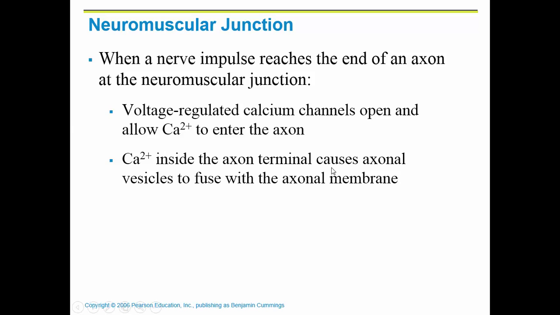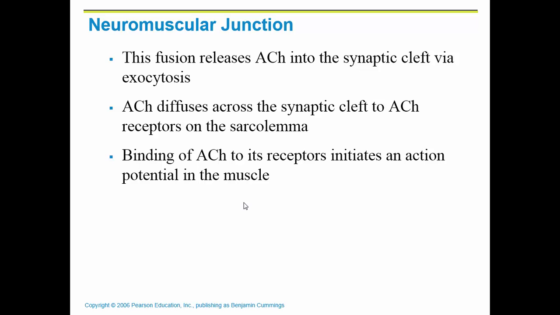And so the calcium is going to cause the vesicles to fuse with the axonal membrane, meaning that the synaptic vesicles will fuse to the membrane and then via exocytosis will dump the acetylcholine outside the neuron. So once the calcium allows for the acetylcholine synaptic vesicles to fuse, acetylcholine will be released via exocytosis.